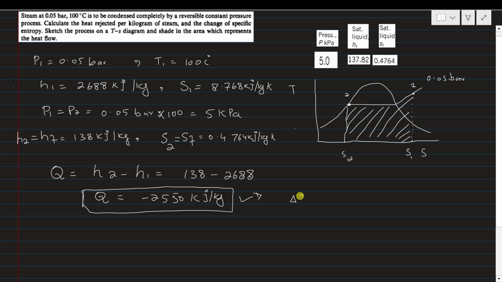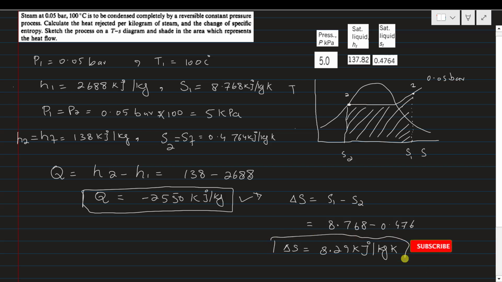Next we need to find the change in entropy, S2 minus S1. S1 value is 8.768 minus 0.476. So you will get the change in entropy, that is 8.29 kilojoule per kg Kelvin. I hope you understand the concept behind it.